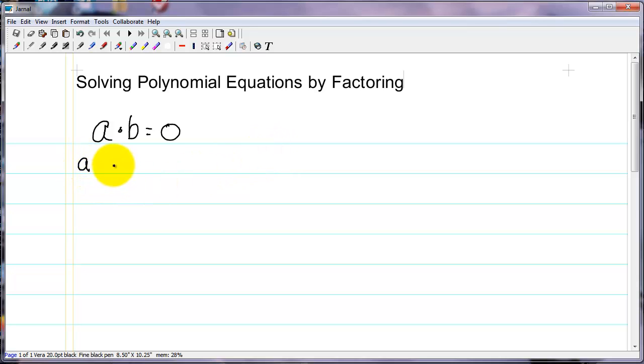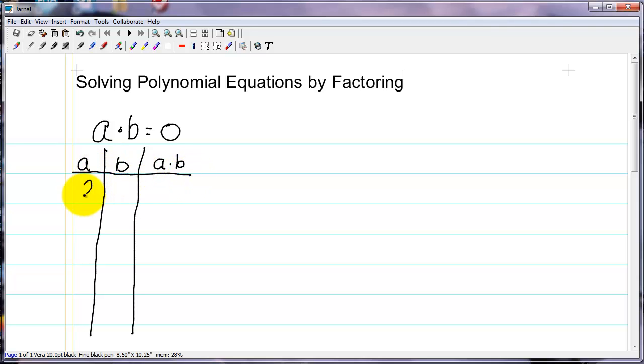So let's have three columns: values for A, values for B, and the product. And let's explore some values. Let's say A is 2, and we know A times B is 0. What does B have to be? Well, if we substitute in 2 for the A, we get 2B equals 0, or B equals 0. So B had to equal 0 in this case.